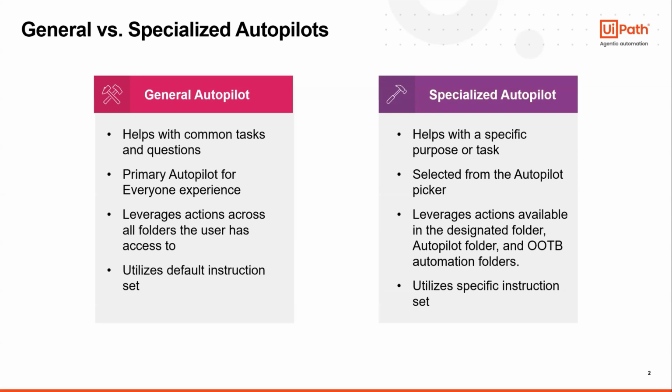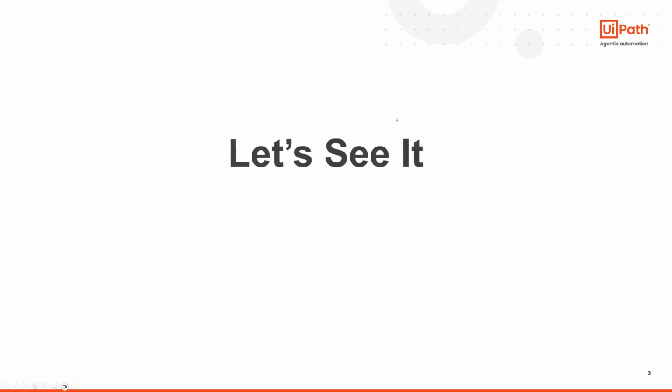On the right-hand side, what we're going to introduce today is a specialized autopilot. This helps with a very specific task or purpose. You can select it from within the chat interface, and it only leverages actions that you make available to this specialized autopilot, making sure that it's more focused and relevant to the task at hand. And then you can layer on a specific set of instructions for this specialized autopilot. So let's take a look.